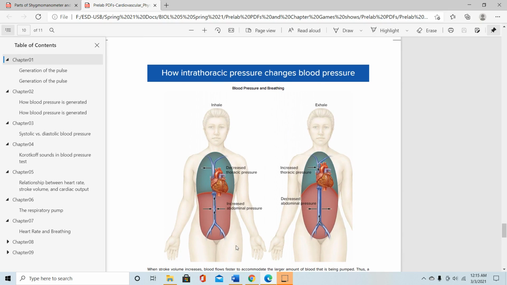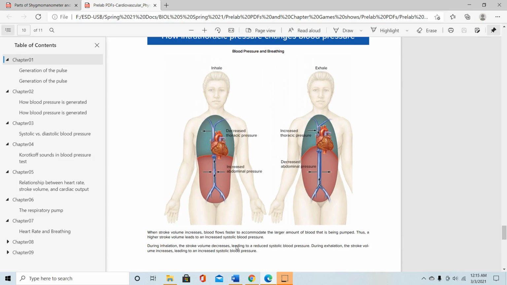How does intrathoracic pressure change blood pressure? When stroke volume increases, blood flows faster to accommodate the larger amount of blood pumped into the arteries. Thus, a higher stroke volume leads to an increased systolic blood pressure. So during exhalation, when you have more stroke volume, that means you will have more blood pressure. And during inhalation, you have low blood pressure.